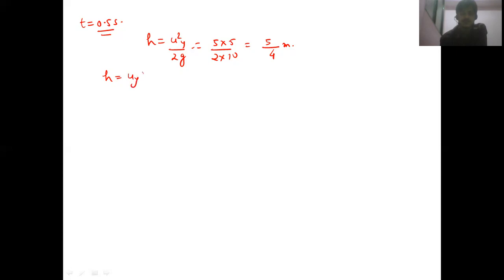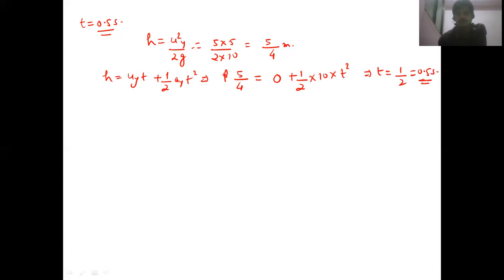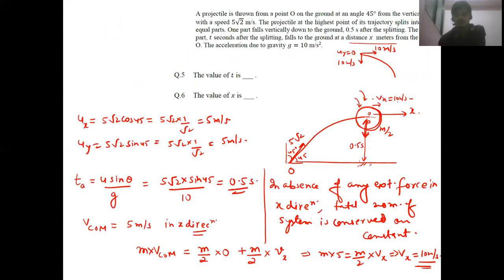So from here, using uyt plus half ayt square for the second particle, h will be 5 by 4, uy is 0 for that also, and this will be 10 into t square. So t is, from here also you can see, coming as 1 by 2, that will be 0.5. For this particle also the time has been 0.5 seconds. So I will write the value of t as 0.5 seconds.